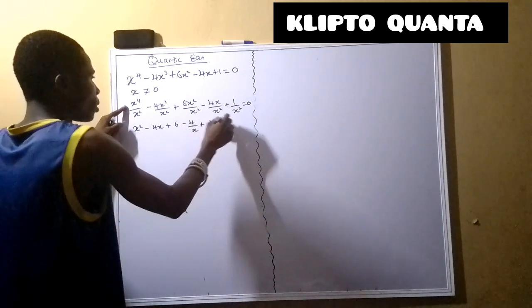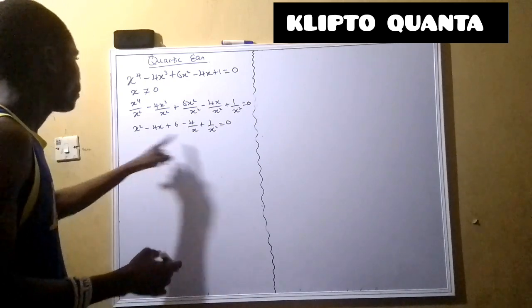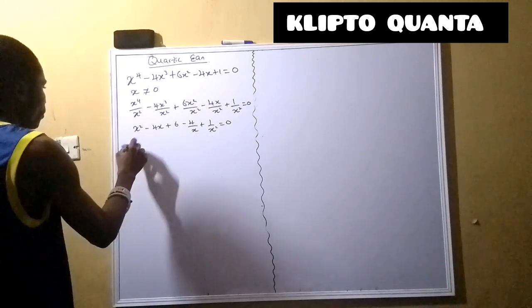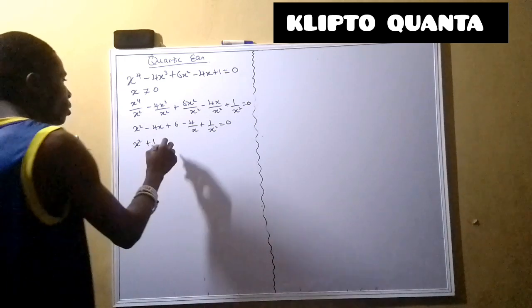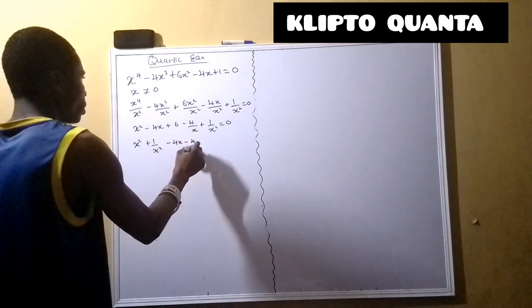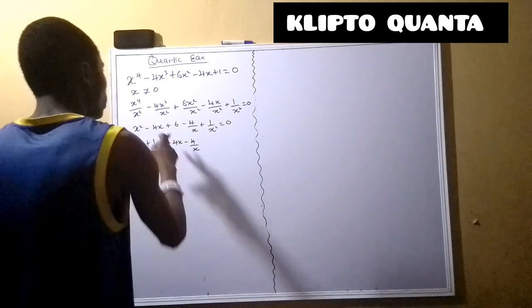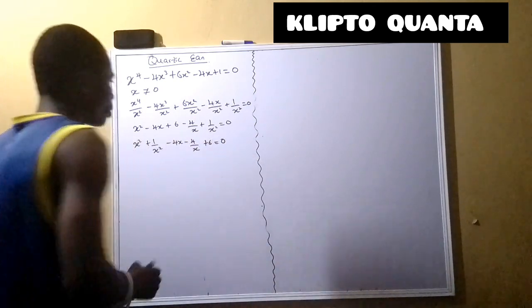x squared. Then group them, the ones that are the same, like the same term. You have x squared and 1 over x squared. Together you have x squared plus 1 over x squared, right, then minus 4x minus 4 over x. Are you with me? Then plus 6 equals 0.